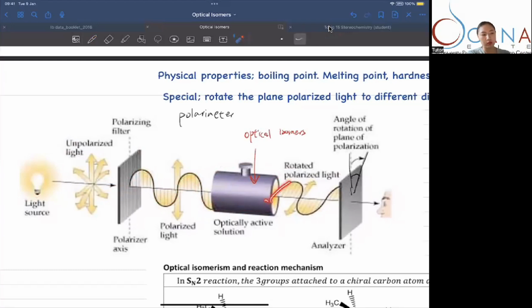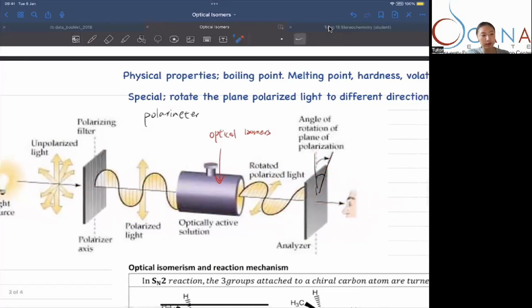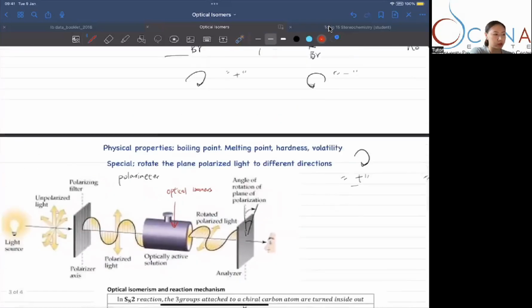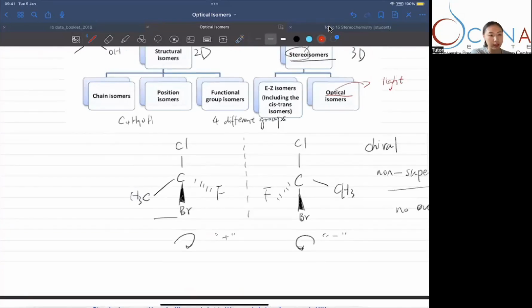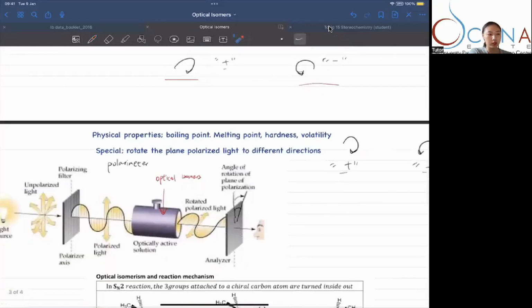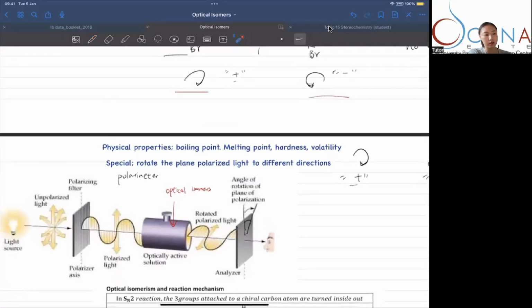And this sample will rotate the light to a different angle. And you will see it here, and you will clearly see the angle that's being rotated. For two optical isomers, one of them rotates the light in a clockwise direction, so we can call it a plus isomer, and the other rotates it anti-clockwise, so we can call it a minus isomer. Using this, we can distinguish which type of isomer exists.